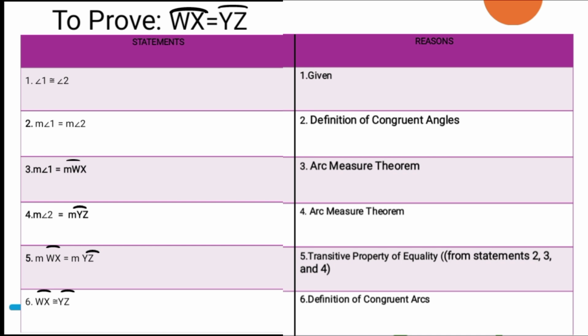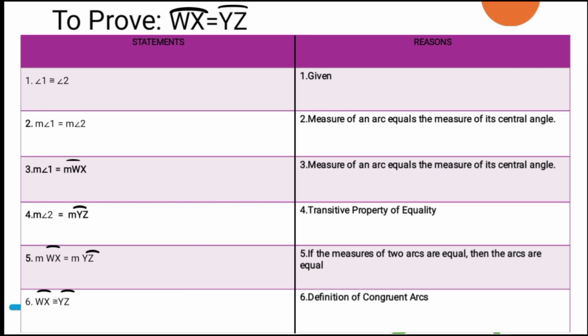Finally, in statement number 6, we use the definition of congruent arcs to state that since the measures of arc WX and arc YZ are equal, the arcs themselves are congruent. So that is Theorem 40 applied to the scenario of equally sized cake slices.